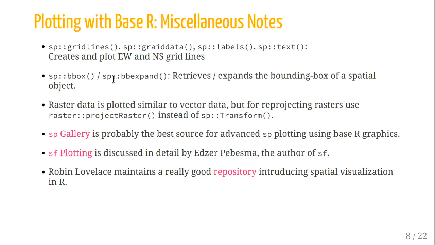And lastly, there's a guy called Robin Lovelace. How many of you know him? He's one of the guys you should be following if you're interested in R spatial. He does a lot of geodata analysis for civic use cases, like planning road maps, planning bike routes, those kind of things. And he has a really good repository where he introduces spatial visualizations. So every time I want to know something, it's one of these three pages that I end up going to for base plotting.